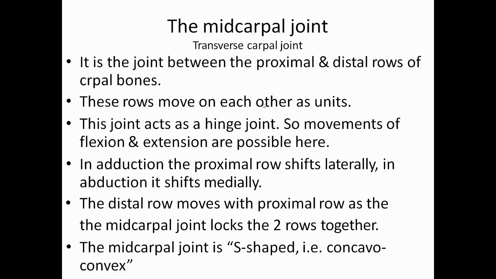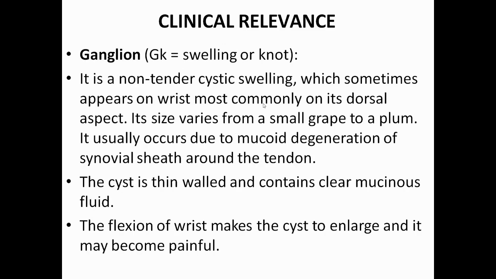In adduction, the proximal row shifts laterally. In abduction, it shifts medially. The distal row moves with the proximal row as the midcarpal joint locks the two rows together. The midcarpal joint is concave-convex.